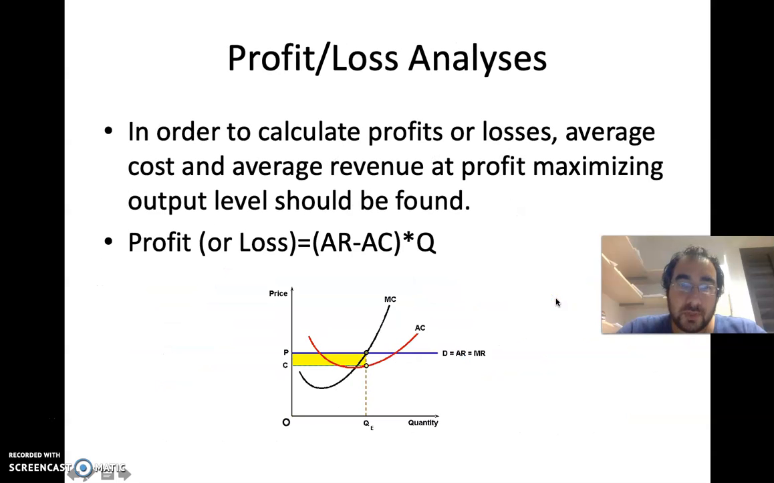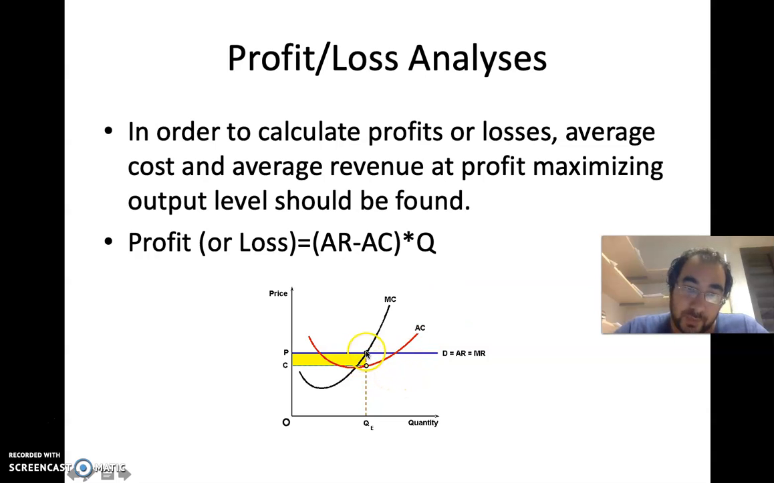So let's continue. So, profit and loss analysis. How do we find profit or loss? Well, easy. What is profit? Revenues minus the costs. How can we find it? We can find average revenue per unit, minus average cost per unit. In parentheses, we should first make this calculation, times the quantity, which will give us profit or loss. When we take average revenue minus average cost, in that case, if we have a loss, this quantity will be negative.